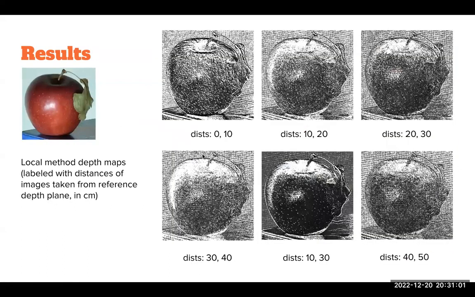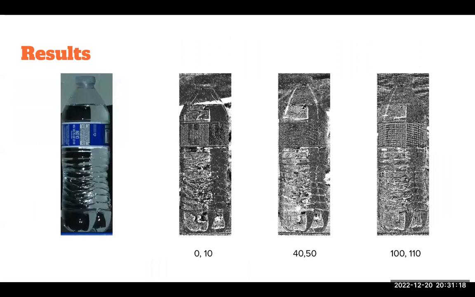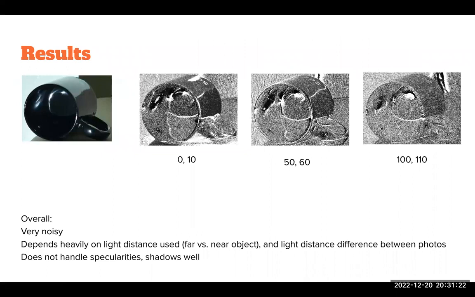Here are some different depth maps I recovered for an apple and for a banana. These numbers just describe how close the projector is to the object in terms of some reference depth plane. I also tested this on a translucent water bottle and a specular mug, so non-Lambertian objects.